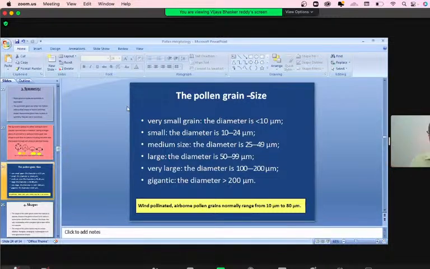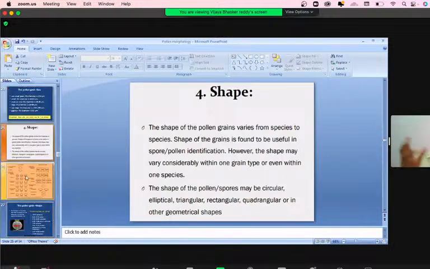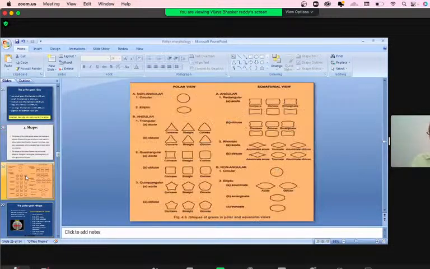Generally, gigantic pollen grains are seen in the Malvaceae as well as the Convolvulaceae families. Very small pollen grains can be seen in the Ebenaceae family, Muntingia calabura. The plant has very small sized pollen grains. And shape is also very important. Shape also gives you some clues for the identification of plants.